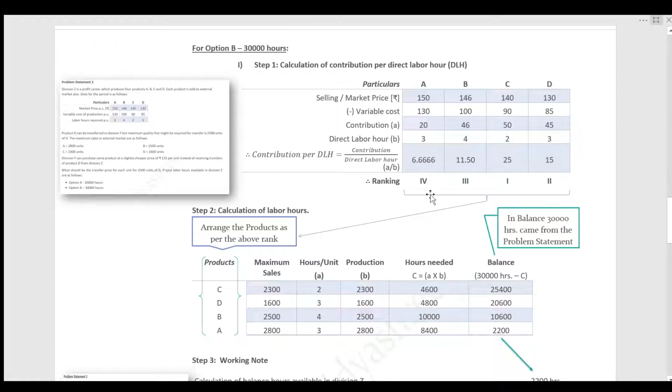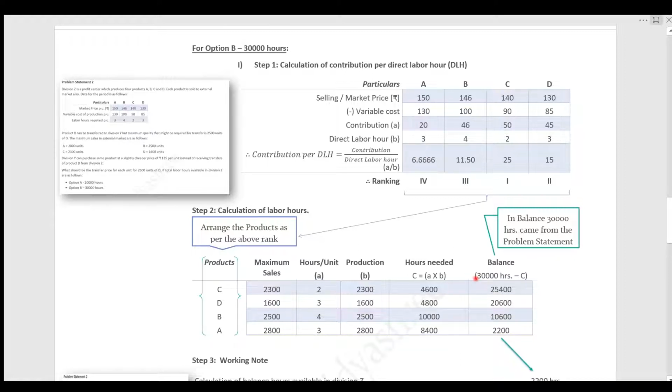Well, let's discuss in detail from the second step. As per the ranking, again you're going to write the products. This also remains the same. Sales is given in the question. Direct labor hours is given in the question. Production remains the same, and multiply these both, you get hours needed. This also remains the same, that is, still the same values which you have calculated under option A.